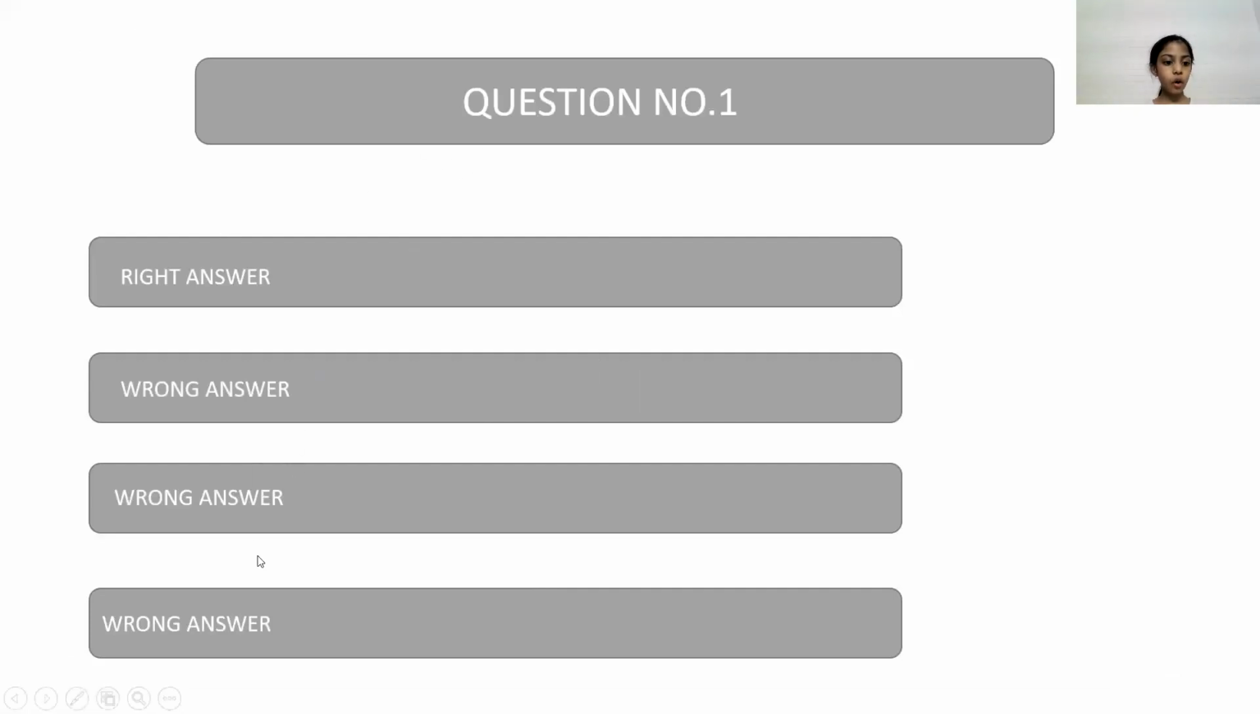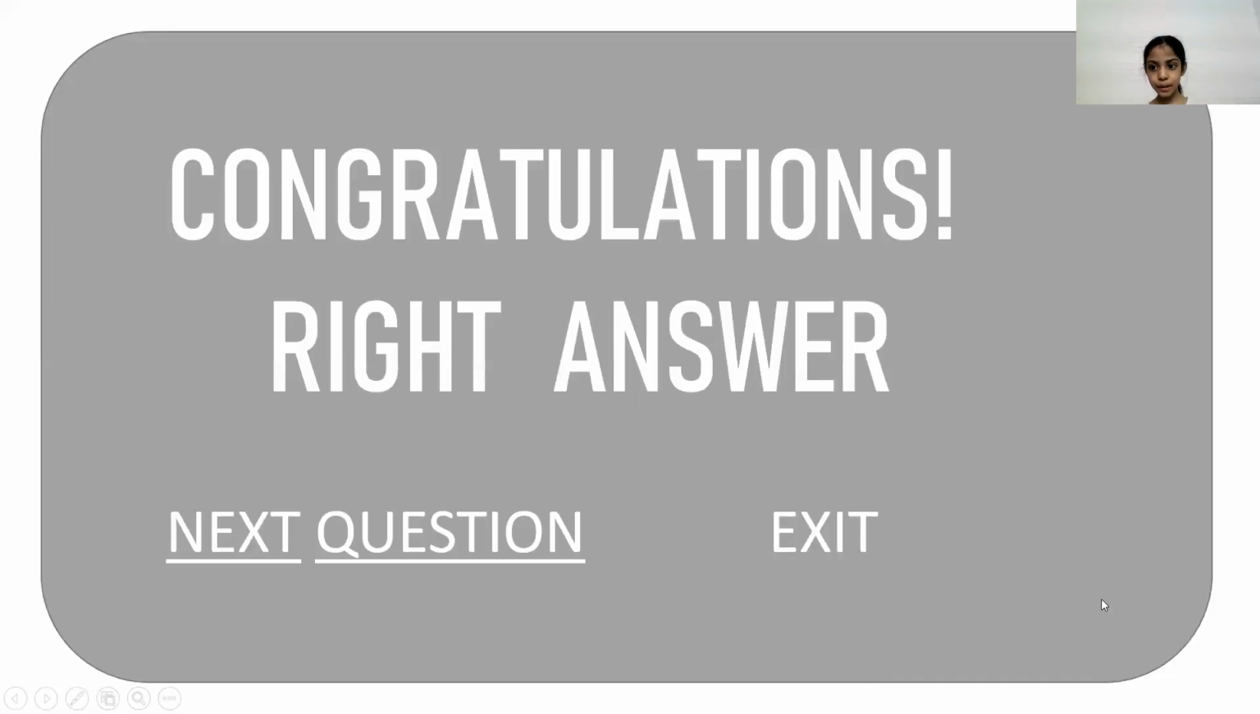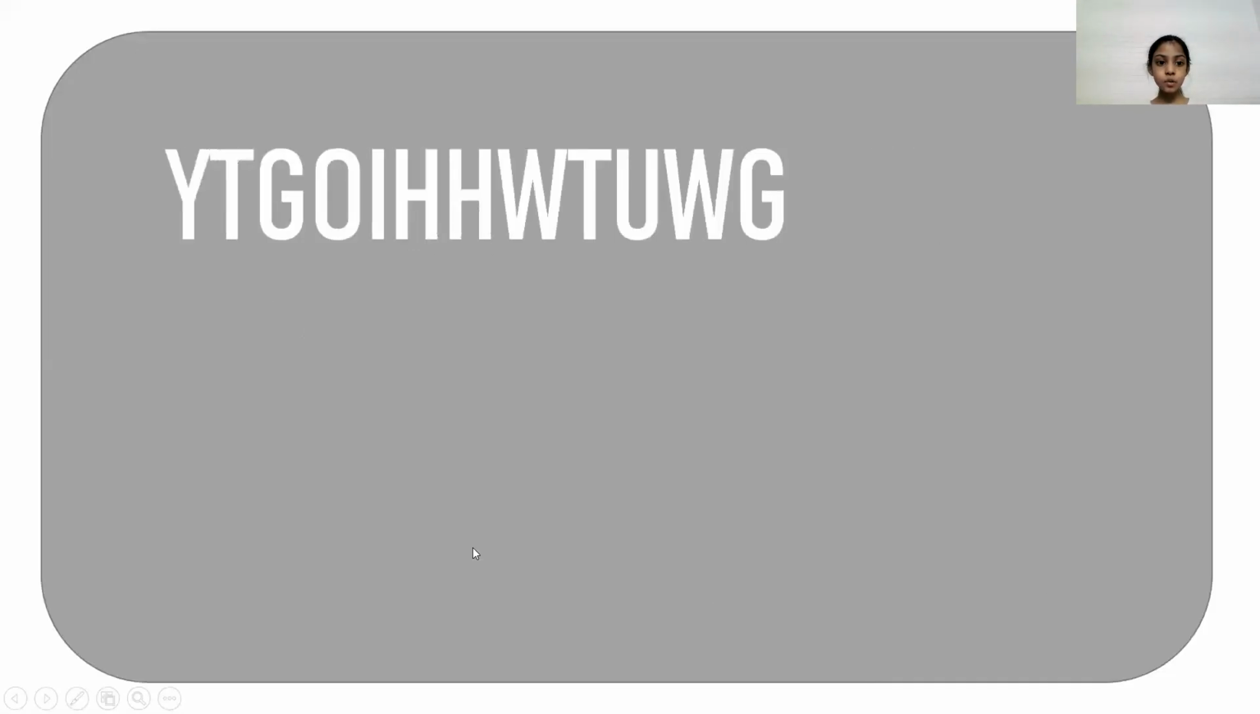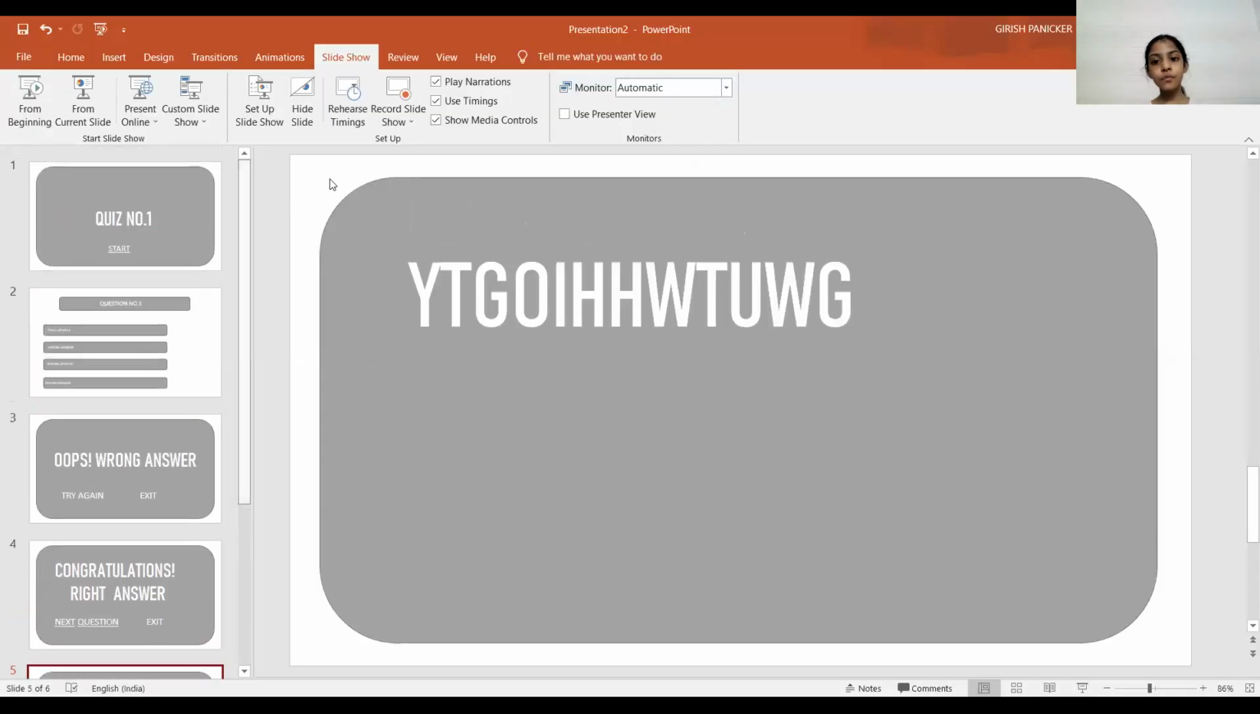You can see this, the question number 1. Right answer, wrong answer, wrong answer, wrong answer. So the right answer, if I press, goes to the next slide. So let's see, does it work or not? It does work. Now when you press next question, this comes. But you can add the other words here. I have not added them.